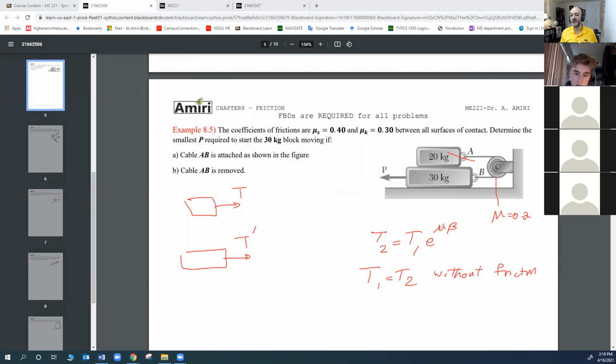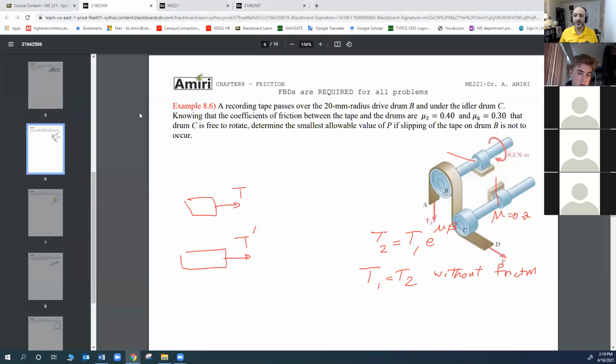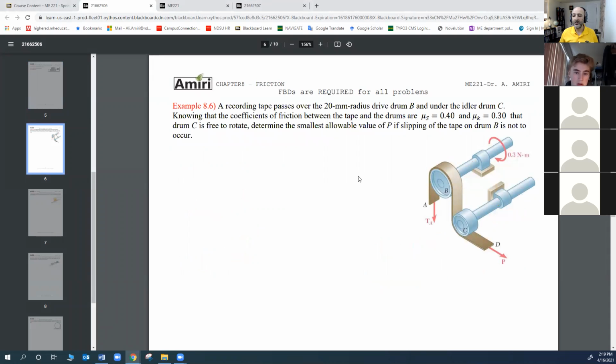Okay, if friction is 0, so this is going to be e to the power of 0, so T2 equals T1. But with friction, you have to multiply that too. So this is an excellent example that you can modify and do on your own. There is this one that I solved on my lecture videos. If we have time, we'll get back to chapter 8, do a little bit more friction. But right now, I just want to move on a little bit.